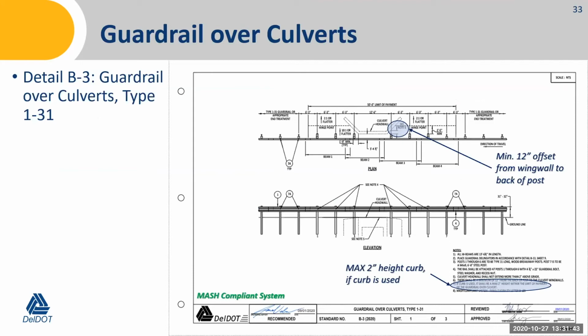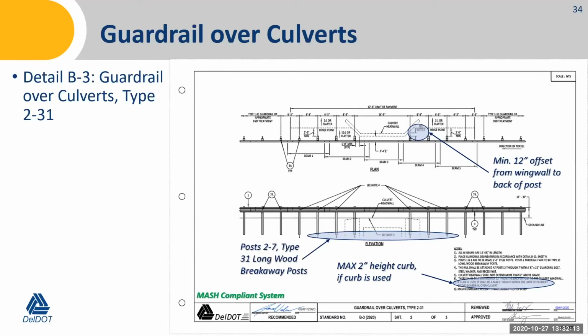Guardrail over culverts, detail B3, some minor changes here. The minimum offset from the wing wall to the back of the post was changed to 12 inches, just in coordination with the crash testing that was done for this system. So I was just making sure that we clarified that dimension. Within the limits of the guardrail over culvert, a maximum of 2-inch height curb may be used when the curb is called out on the plans.